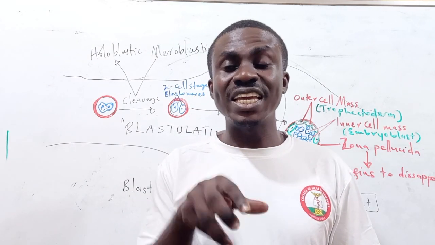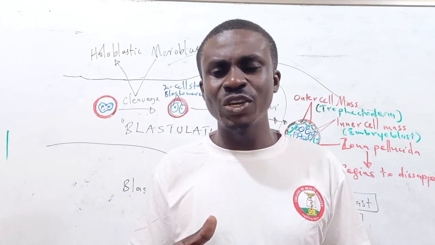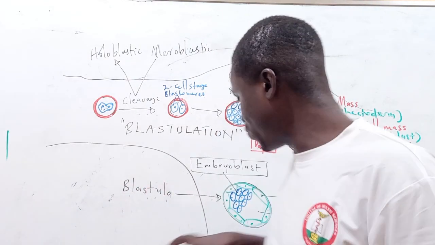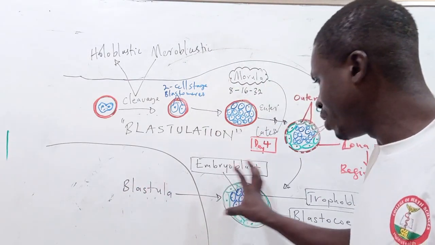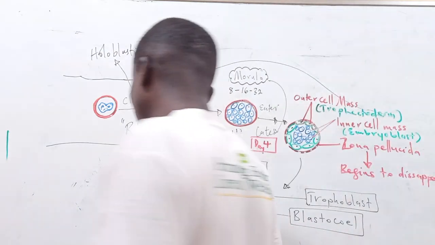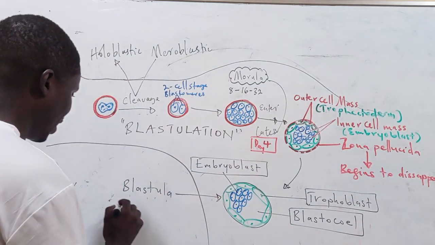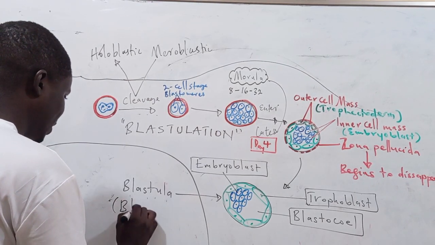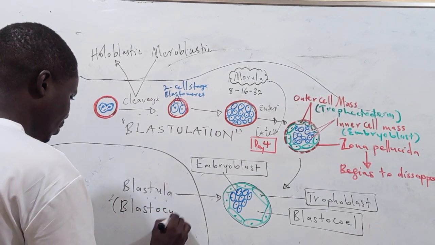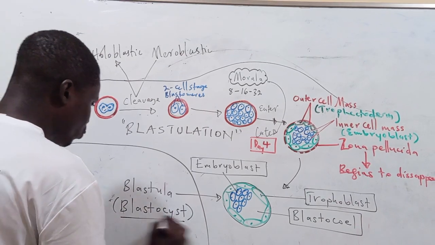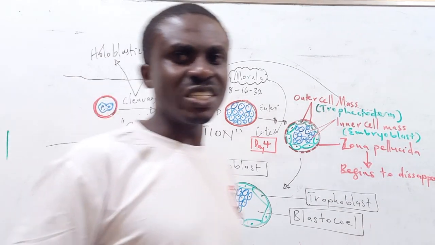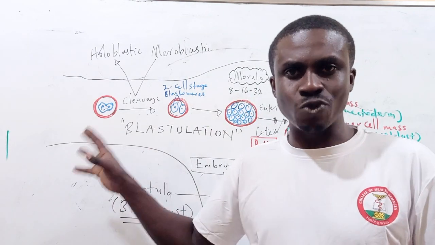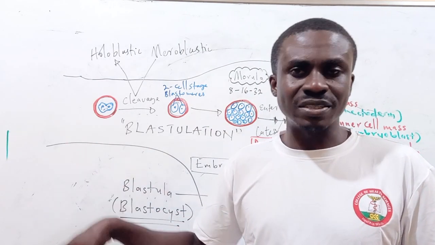But my friends, in the case of human beings, in the case of mammals, we don't want to call it blastula, we want to give it a special name. For this reason, this whole conceptus, which we generally call blastula, in mammals, and for that matter human beings, we call blastocyst. So if you hear blastocyst, we are still talking about the blastula in human beings, in mammals.